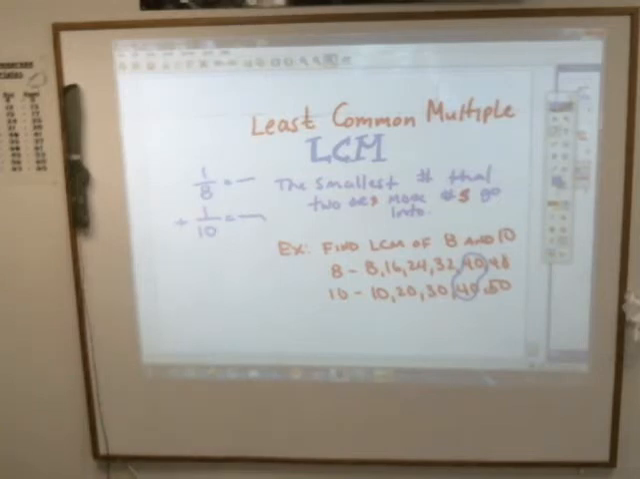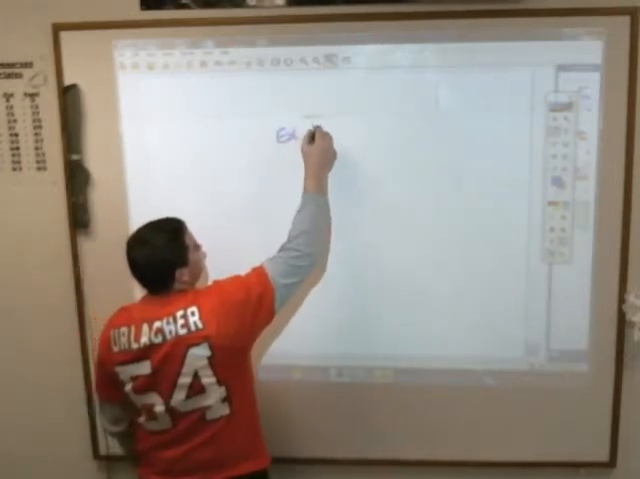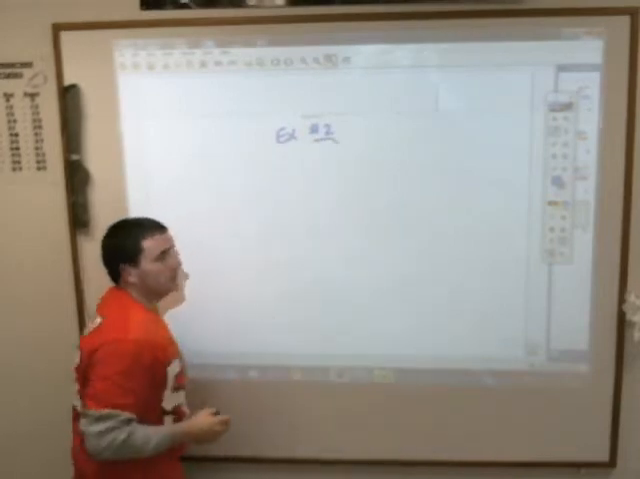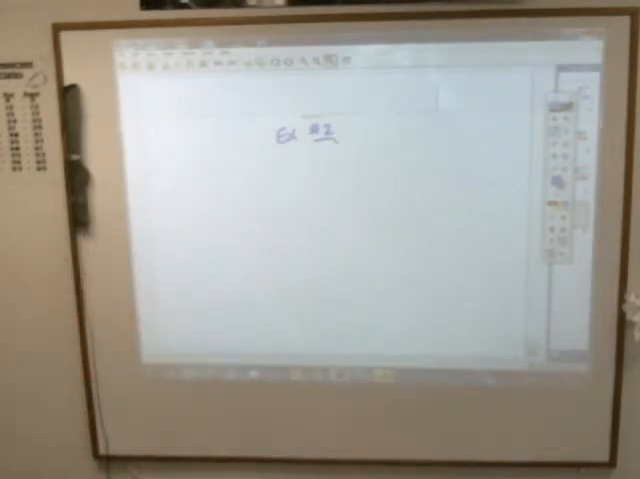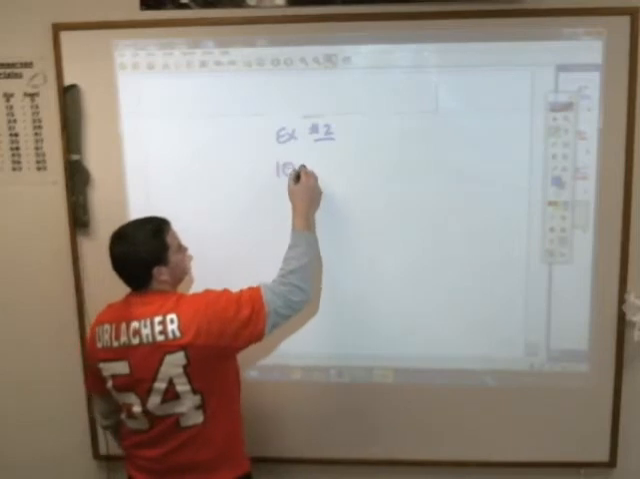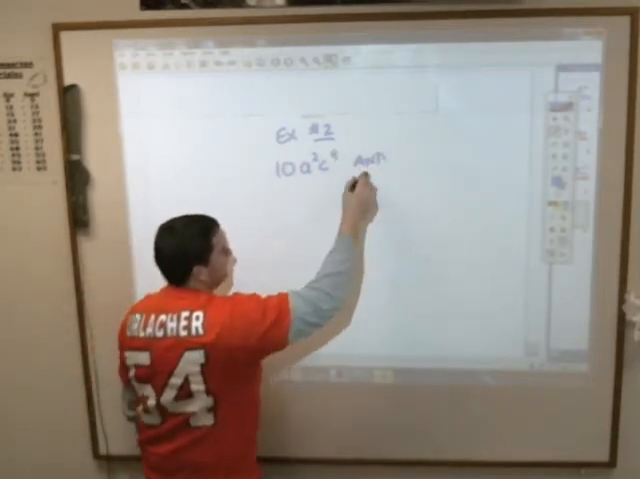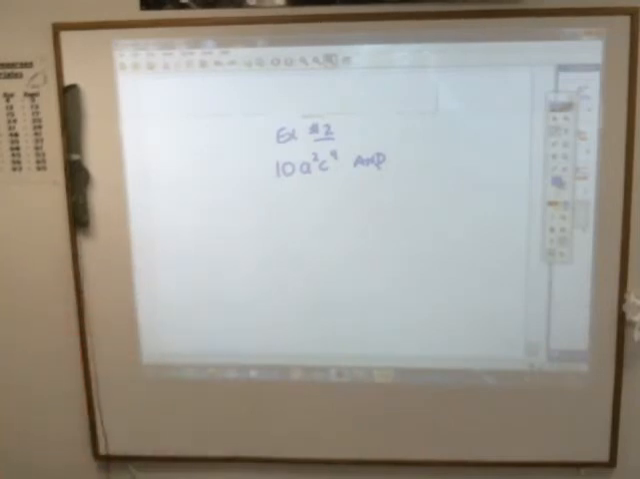Now, unfortunately, it gets a little more complicated when you start adding letters in with that. Here's example number 2. For example, if you have, I'll find it here, don't worry, 10a squared c to the 4th and 15a cubed c cubed.